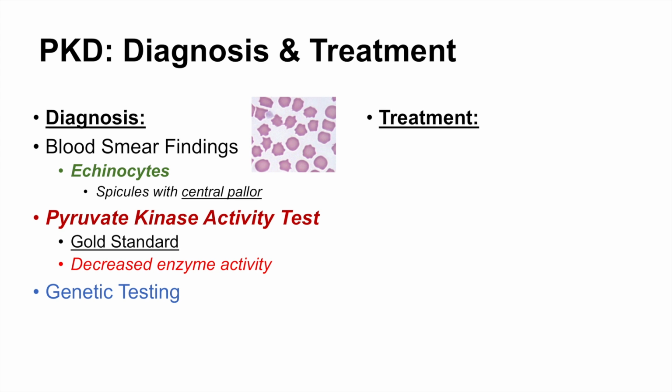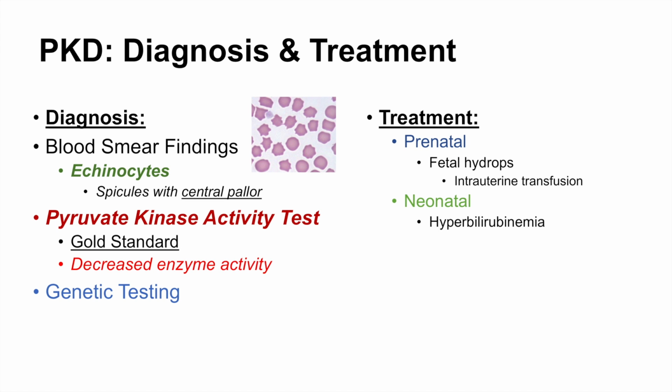Now, when we diagnose PKD, how do we treat it? Well, treatment depends on the stage of life. So in prenatal, there are different problems that occur. One is fetal hydrops, so this may require intrauterine transfusion. During the neonatal period, as we mentioned before, there's jaundice. We might need to deal with hyperbilirubinemia. So this might require phototherapy or exchange therapy.